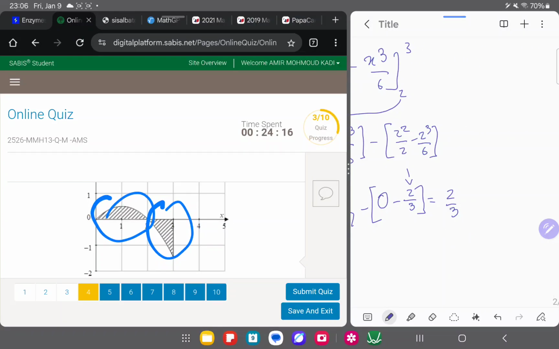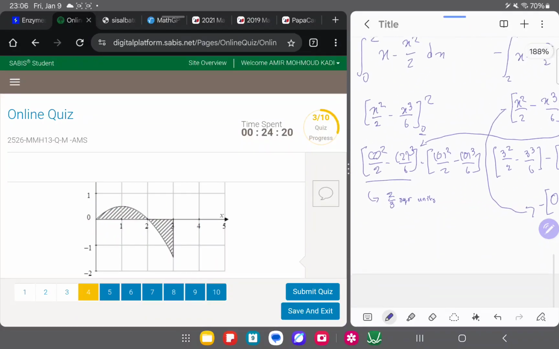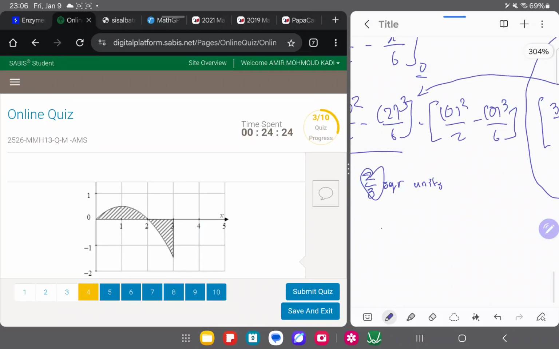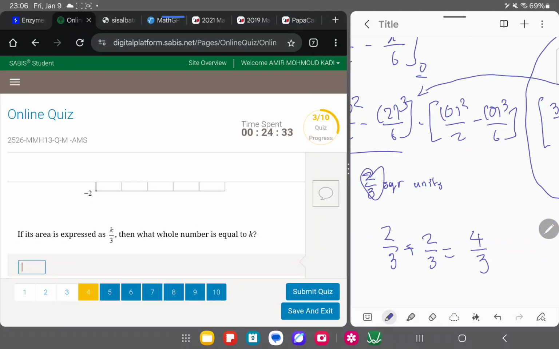So now we have two areas, right? We have 2 over 3, and we have 2 over 3. These are the areas of both the regions, respectively. So now we just add the areas of both of those regions to get the total area of the shaded region, which is 4 over 3. Thus, the value of k is 4.